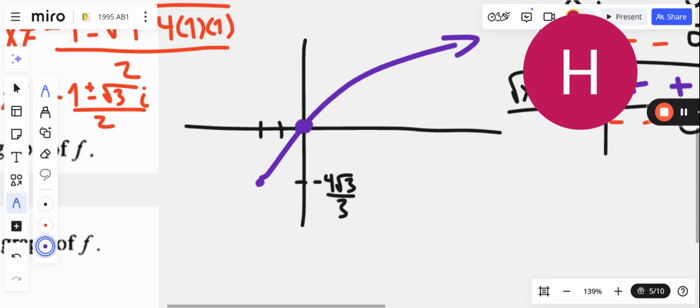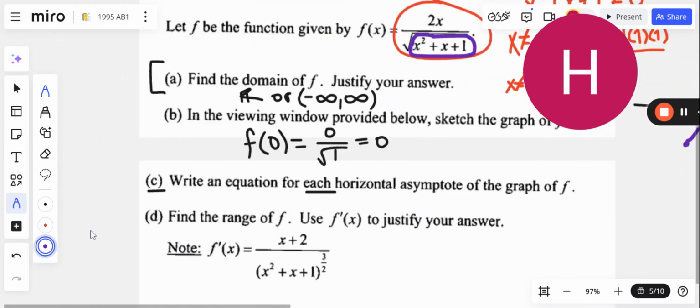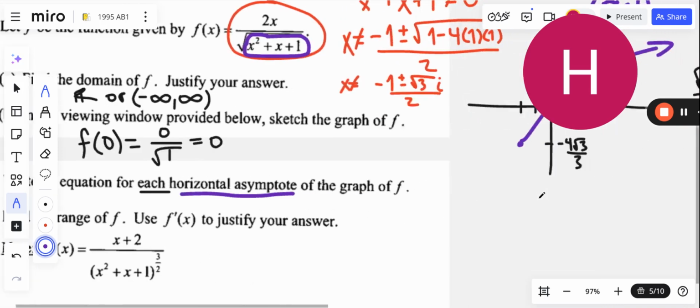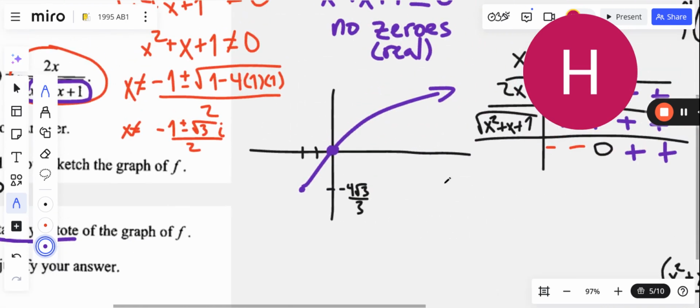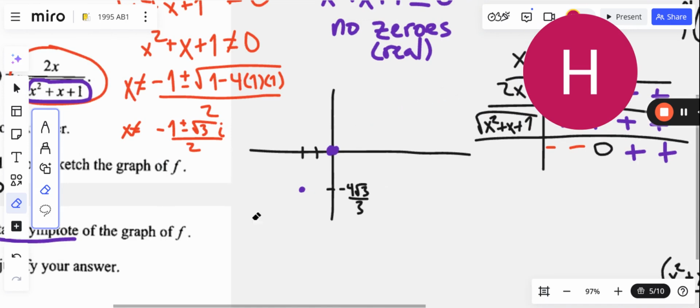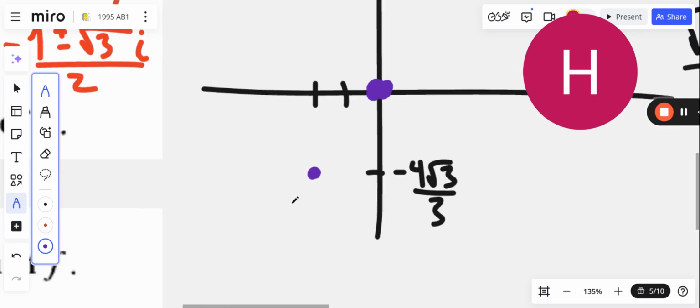But how high up is it going? Well, that's where parts B and C really come together. There are horizontal asymptotes in this graph. So we can do parts B and C kind of simultaneously. We only have a little bit of info. We know that this is both an x and y intercept. We know that this is a relative minimum value, so the graph is going to do something like this.